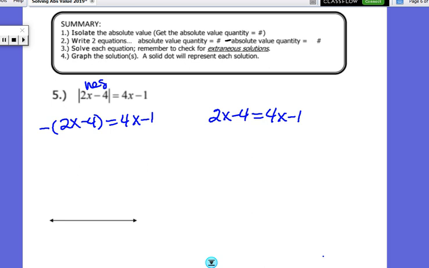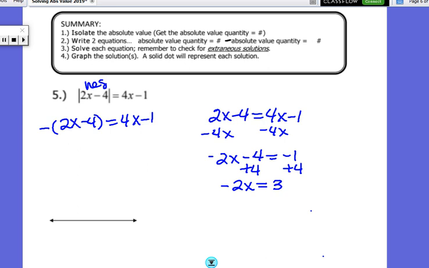Alright, let's solve. I'm going to subtract 4x from both sides since I have x's on both sides. So I'm going to get negative 2x minus 4 equals negative 1. Now I'm going to add 4 to both sides. So I get negative 2x is equal to 3. Divide by negative 2. So x is equal to negative 3 halves.